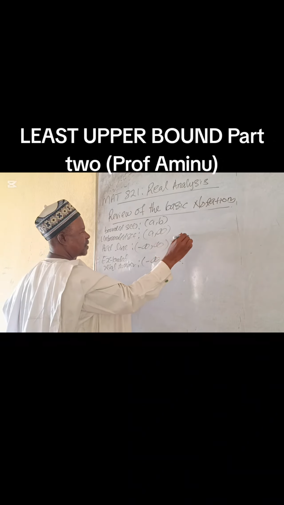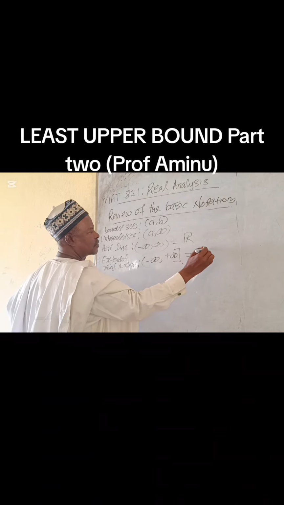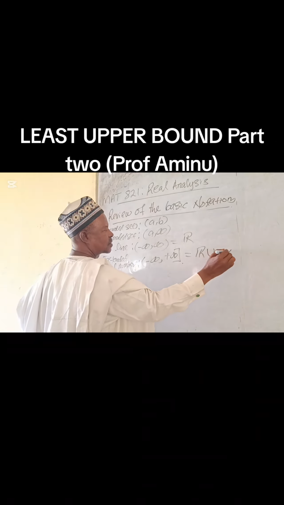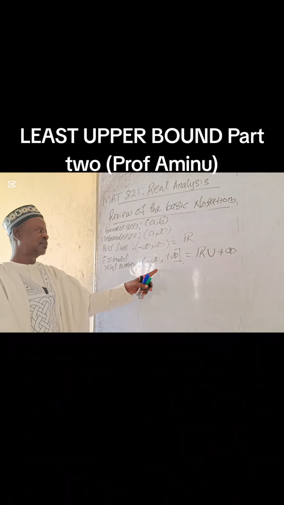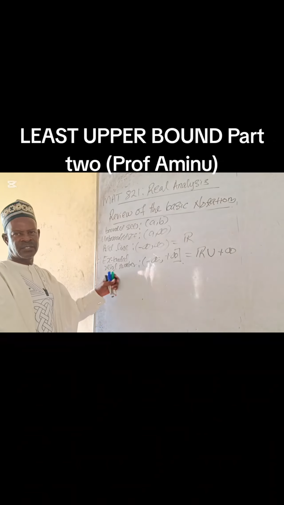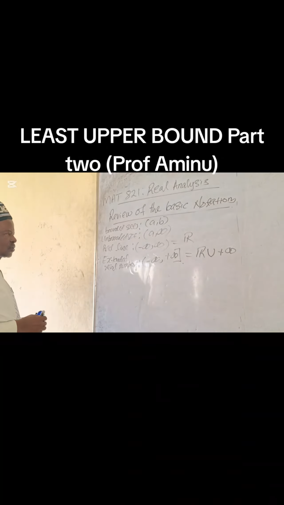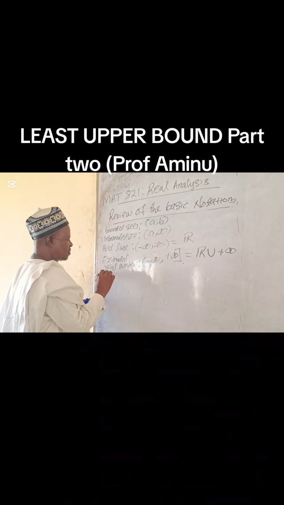We say this is simply R. We say this is R union plus infinity. So you add plus infinity to this, you call it extended real. But this, in a nutshell, is what we do, isn't it? Good. Now we also discuss lower bound.